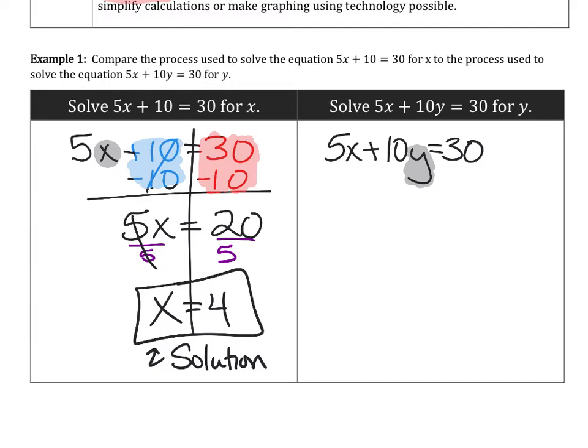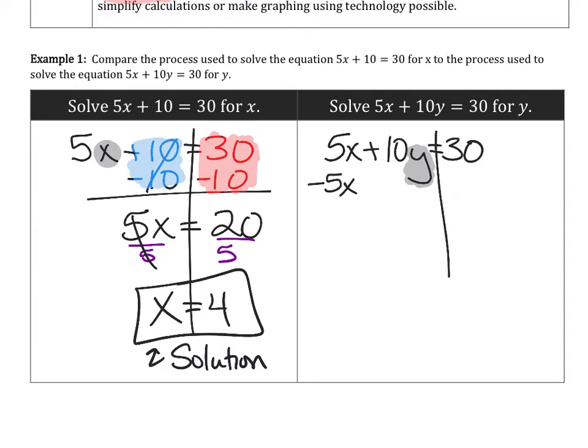Reverse PEMDAS still exists, okay? So if I want to take the term 5x and move it to the other side, just like we did with that 10, what would I do? It's currently positive, so I would do minus. Yeah, so I'm going to minus 5x. The whole thing moves over.